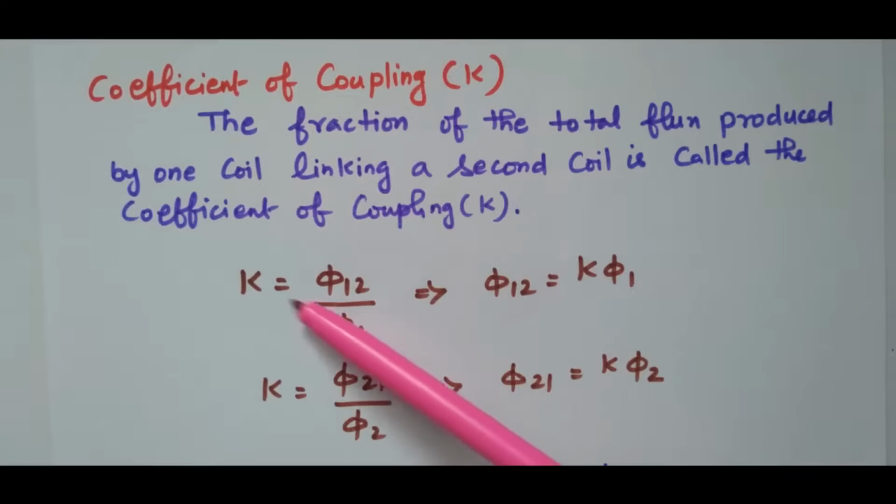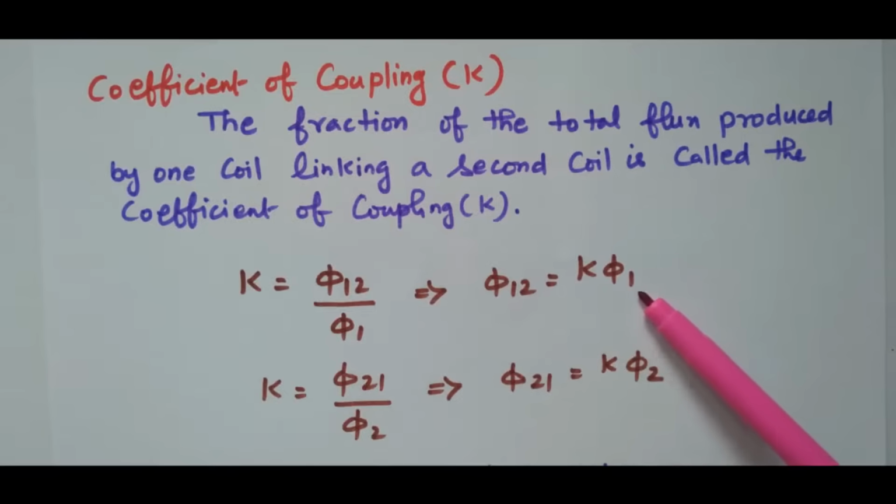From that we can write, cross multiplying, phi 12 equal to K into phi 1. Similarly, in the other case, when coil 2 is energized, phi 21 divided by phi 2, so phi 21 equal to K into phi 2. Right? So the coefficient of coupling means how much is linking. Fully coupled means the entire flux is linking. If it is 70%, only 70% of the flux is linking. We can find the ratio of how much flux is linked, how it is coupled together. That can be calculated from the coefficient of coupling. Right? Now we have two expressions: phi 12 can be written as K into phi 1, and phi 21 can be written as K into phi 2.